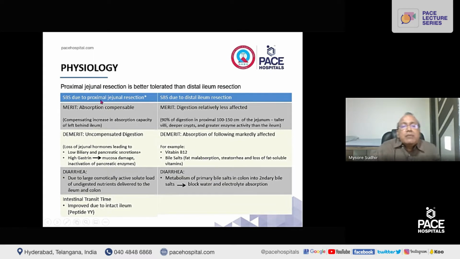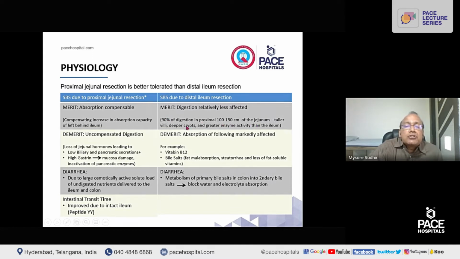Now, if you compare the jejunum and the ileum, jejunal resection is better tolerated compared to ileal resection. Why? What's the reason? Because the ileum is the main site of absorption of vitamins and other things. So in jejunal resection, the absorption is compensable. There's a compensating increase in absorption capacity because the ileum is left over. At least what is not absorbed in the jejunum goes to the ileum and gets absorbed, at least part of it, if not the total. Whereas if the ileum is resected, 90% of the jejunum is proximal.